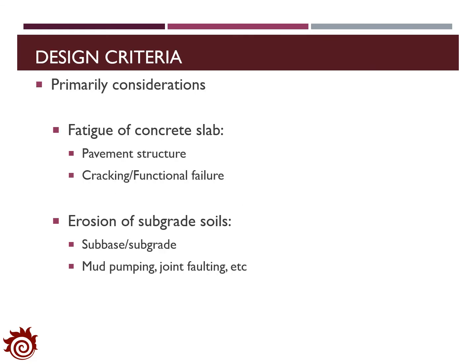In the AASHTO method, the design criteria should also be specified. Actually, in the rigid pavement design, we have to consider two primary criteria. The first one is the fatigue of the concrete slab, which is only applied for the pavement structure, where we have to consider the cracking or functional failure of the PCC slab. The second one is the erosion of the subgrade soil, and this one is only applied for the subbase or subgrade layers. We need to investigate the factor of mud pumping or joint faulting for the rigid pavement structure.